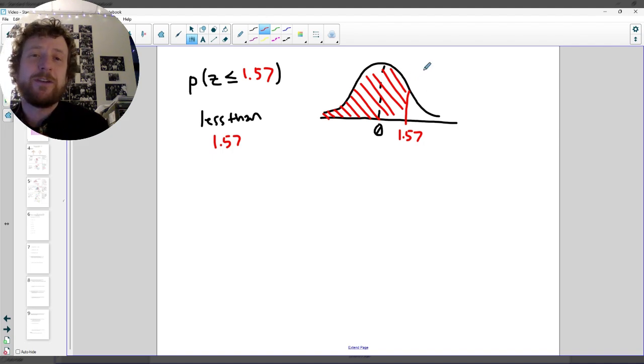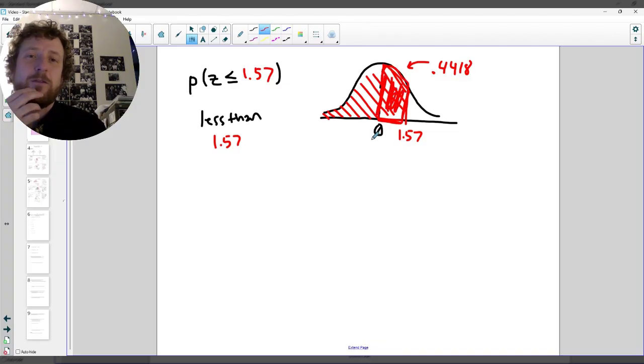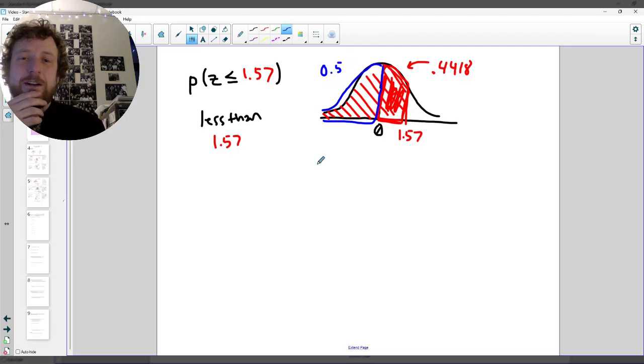Well, I've already looked up 1.57. That's 0.4418. That is the body percent. That's this chunk right here. That's 0.4418. Well, then what's the rest of this? Well, that is going to be half, 0.5. And so if I want to get the full percent of this entire thing, I'll do 0.5 plus 0.4418.